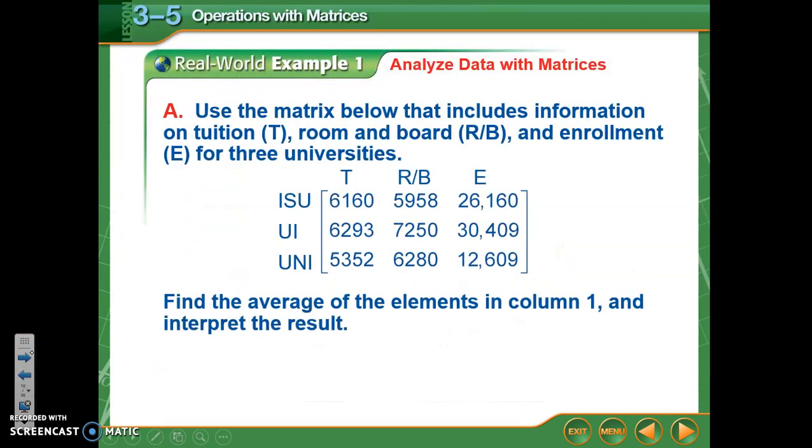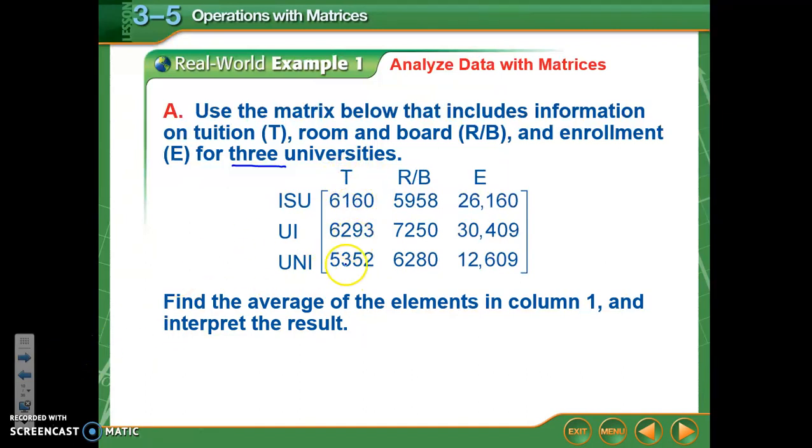All right, so if we have a matrix, one way that we use matrices is to organize data. So here I have information for 3 universities, ISU, U of I, and UNI. These are 3 different universities in the States. And each row represents a university, and each column represents tuition, room and board, and enrollment. So tuition is going to be an amount of money, room and board is an amount of money, and enrollment is a number of students. So here they're asking me to find the average of the elements, or the numbers, in column 1. So here's my first column here. Column 1 is tuition. And interpret the results.